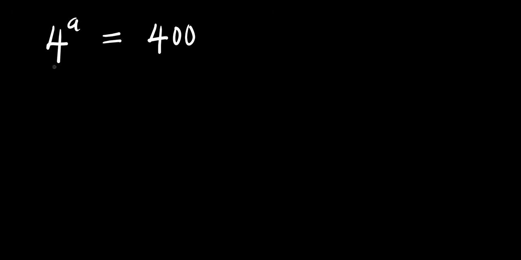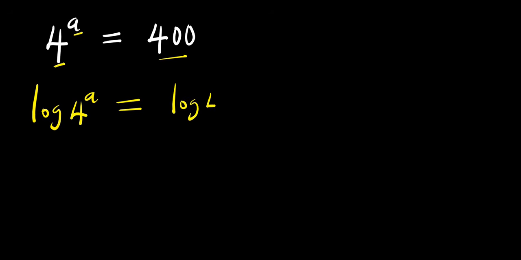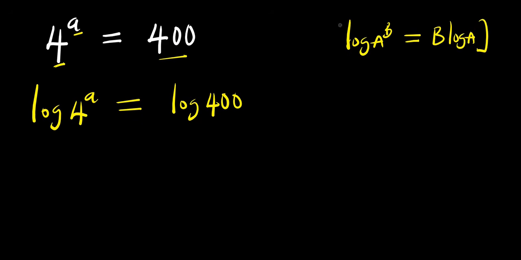Hello, how to solve 4 power a equals 400. We are solving for the value of a that satisfies this equation. So we can take log. We have log 4 power a equals log 400. Now if you have log a power b, this equals b times log a. So the a here comes in front of the log.